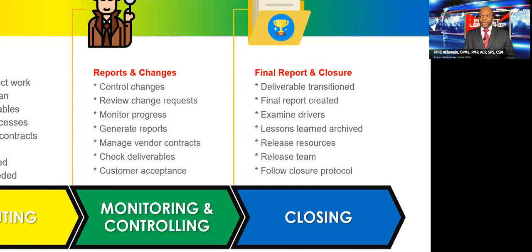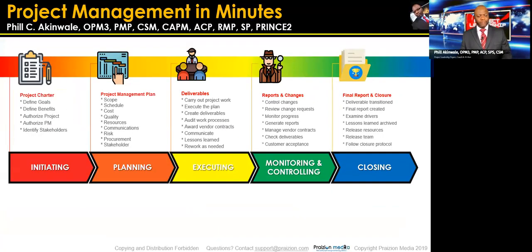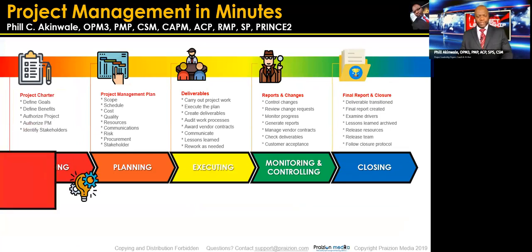And when we talk about releasing resources, that means human, equipment, materials, supplies, facilities, all manner of resources. So you release the team and materials, and then you follow closure protocol. And that's what it means when we say 5 process groups.